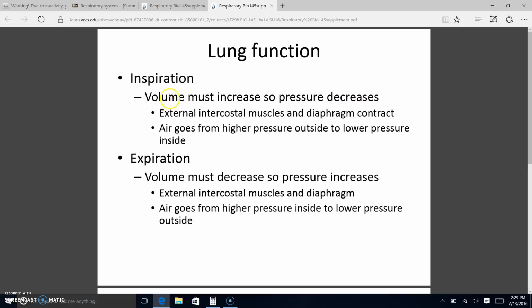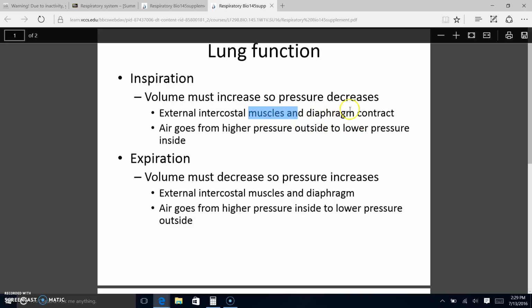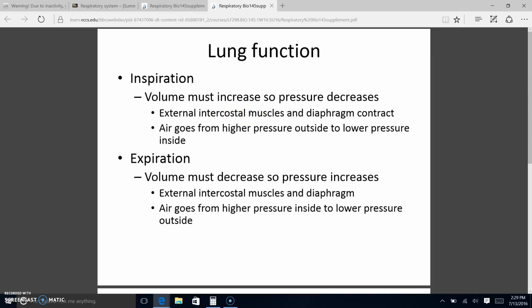Well, how do we make the volume bigger? What we do is we actually contract muscles, and the muscles we contract are the intercostal muscles, muscles between our ribs, and especially we contract our diaphragm. If we want the volume to be bigger, we've got to make the thoracic area larger, and we make it larger by the intercostal muscles causing the whole thorax to lift up a little bit, and the diaphragm drops, creating more volume in the thoracic cavity.